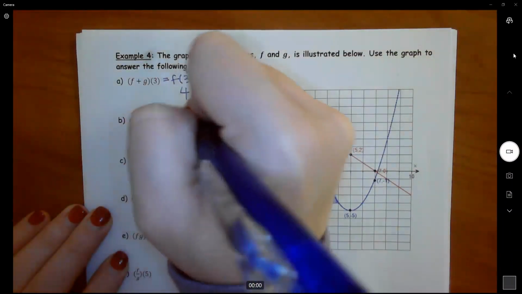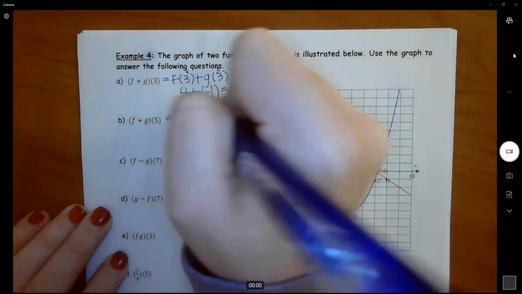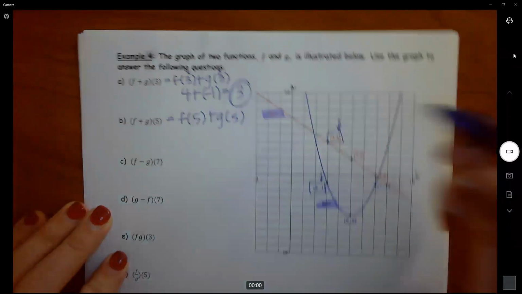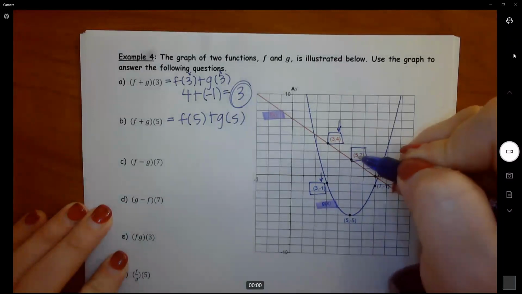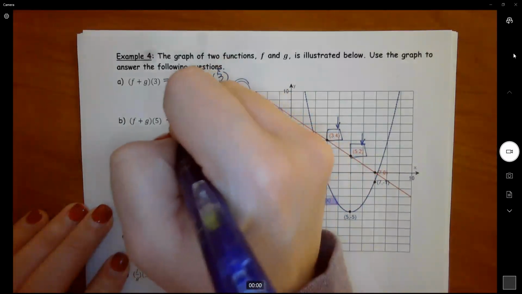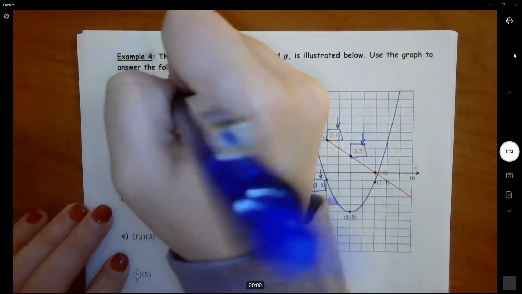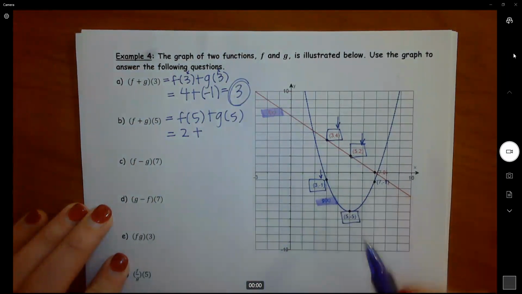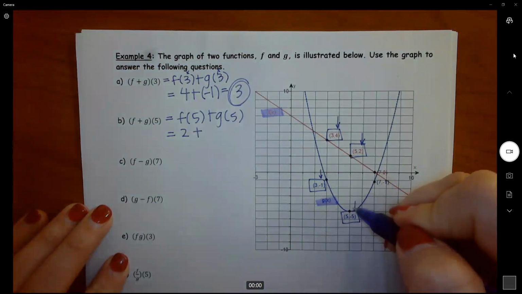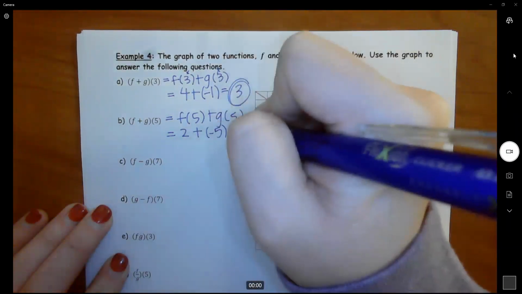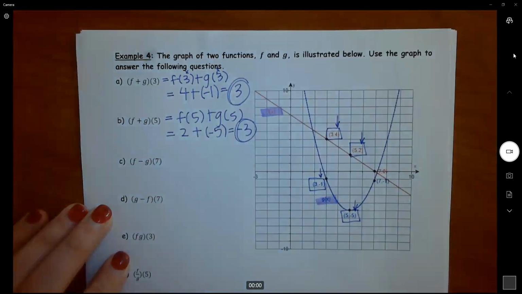B, we have f of 5 plus g of 5. F of 5, when x is 5, my y coordinate is 2. Plus g of 5, when my x coordinate on my g function is 5, my y coordinate is -5. This equals -3.